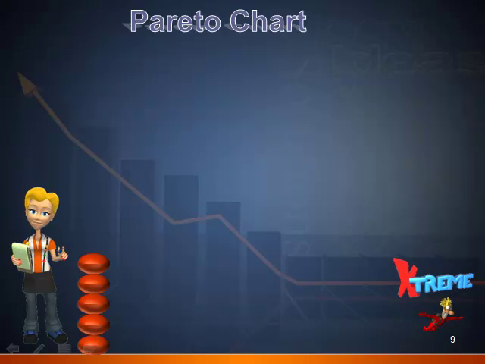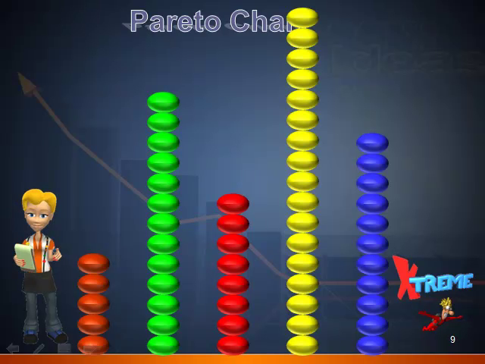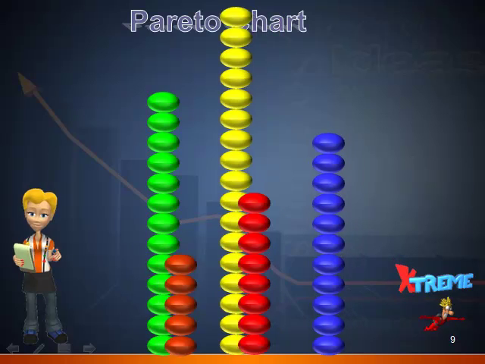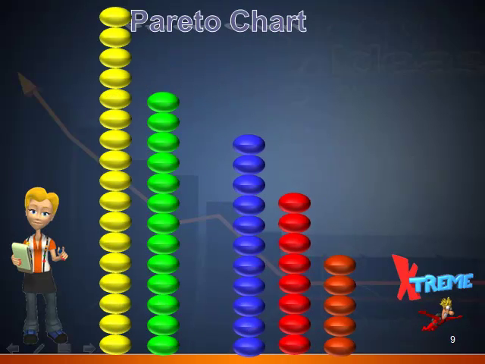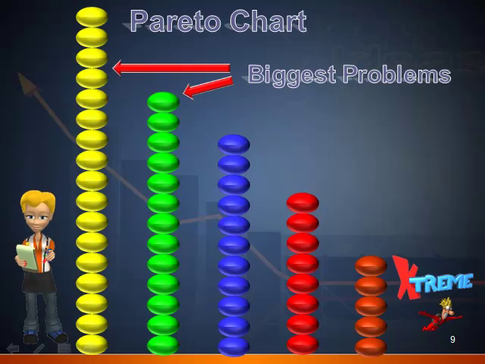Then, using your count of each group, you can get an idea of how each problem stacks up against each other. Then, put the largest groups to the left, descending to the right. You now have a basic Pareto chart. One of the purposes of Pareto charts is to identify the most significant items, which will show you where to focus your efforts.